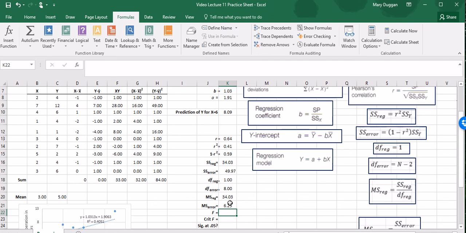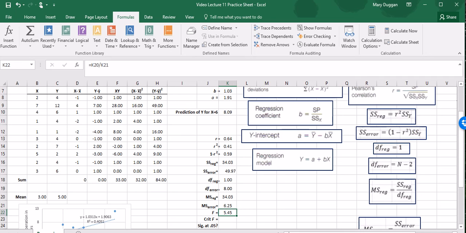And so the way we calculate F is again going to be quite like analysis of variance. We're going to just divide the mean square of the regression by the mean square of the error, and that gives us an observed F of 5.45.